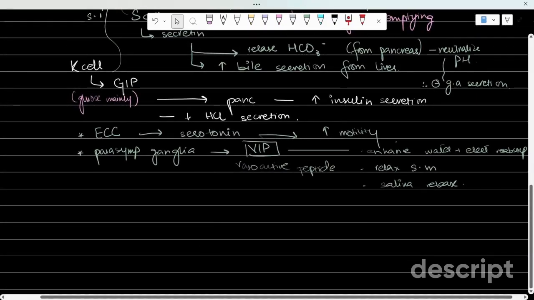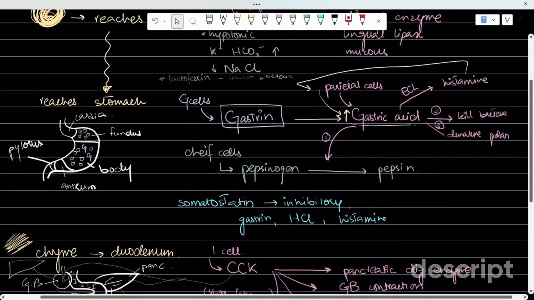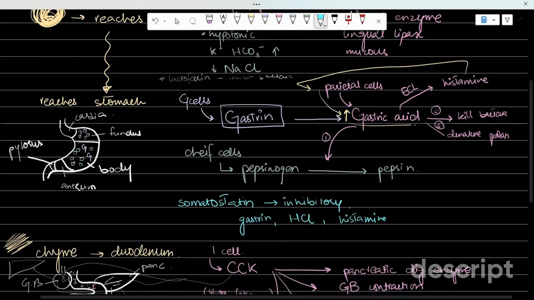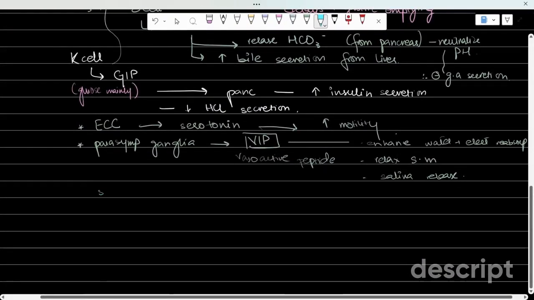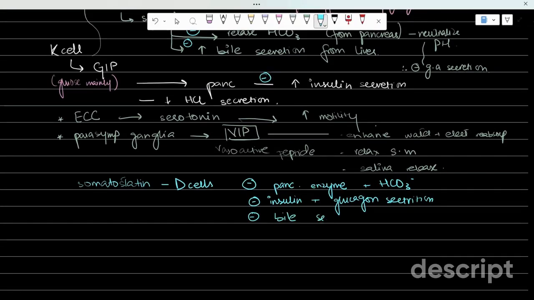So now, as I said, these cells are scattered through the stomach, intestine, and pancreas. So somatostatin inhibited gastric acid production, and it will also inhibit the pancreatic enzyme production, the insulin and glucagon release, as well as bile acid secretion.